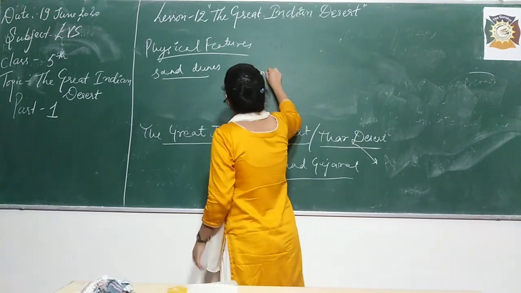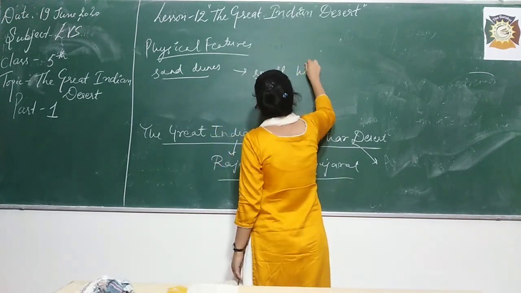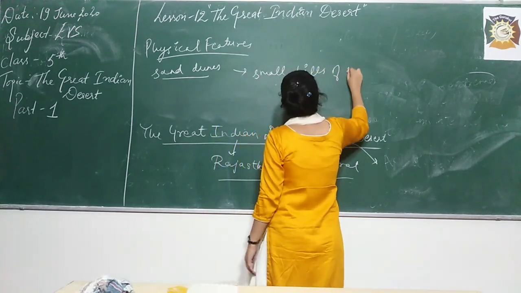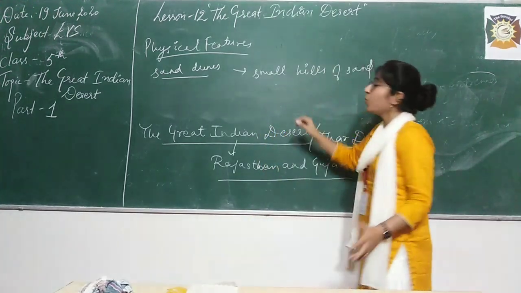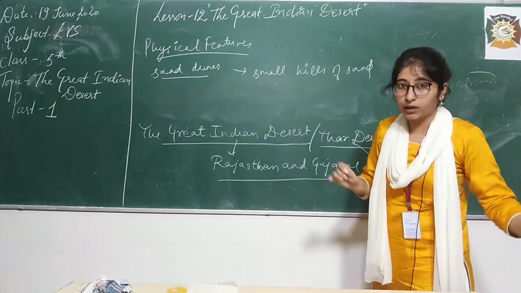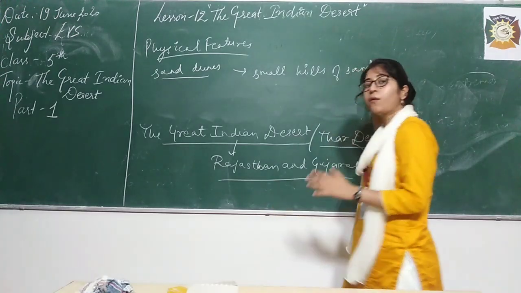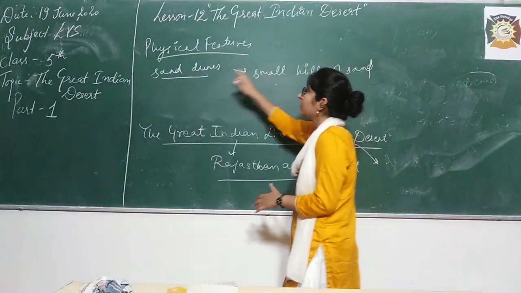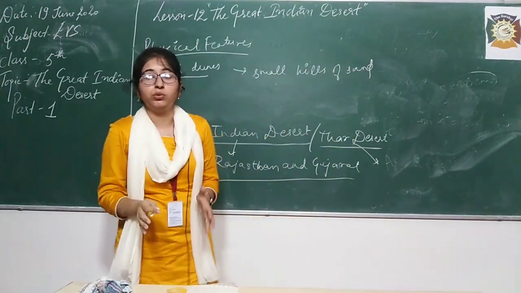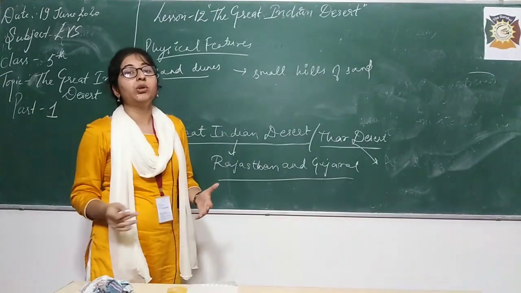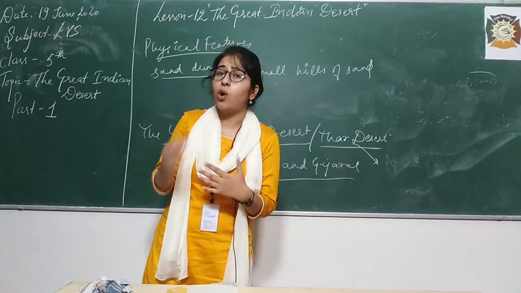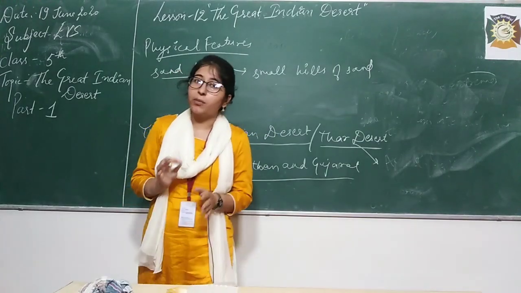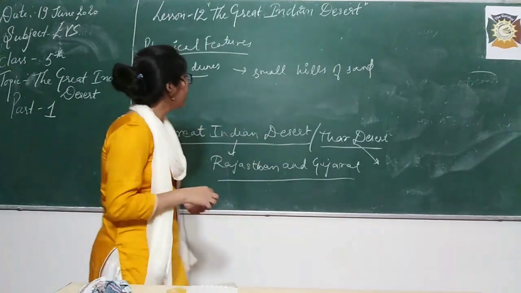So what are sand dunes? Sand dunes are small hills of sand, right? Small hills means chote pahad. There are small hills of sand in this area, and these hills are known as sand dunes. Now students, when we come to the weather, there are very hot winds. These are very common in this area, hot and dry winds.